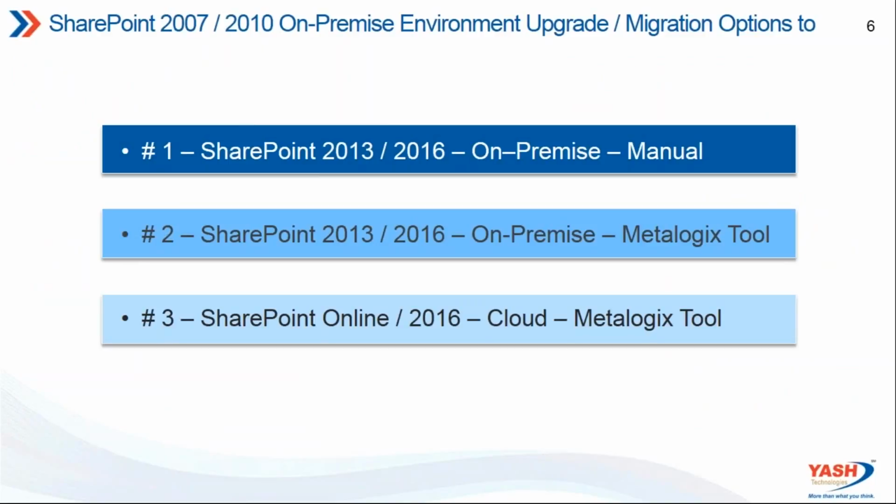Let's take SharePoint 2007 because it's almost at the end of Microsoft support. So migrating from SharePoint 2007, 10, 13, 16, from on-premise to on-premise, on-premise to cloud. So what are the solutions we have? Let's take SharePoint 2007 and 10 on-premise, and how do we migrate that to SharePoint 2013, 2016 on-premise with manual migration. This is one of the approaches. The second approach would be a Metalogix tool. The third approach would be again the Metalogix tool, but to the cloud.